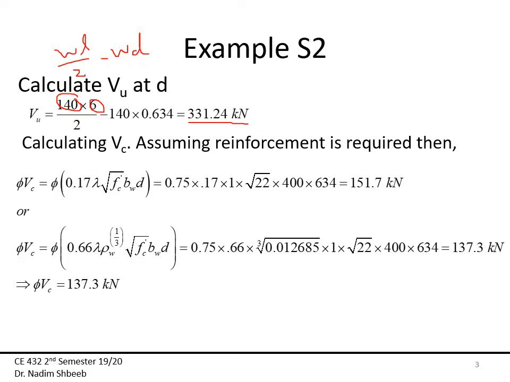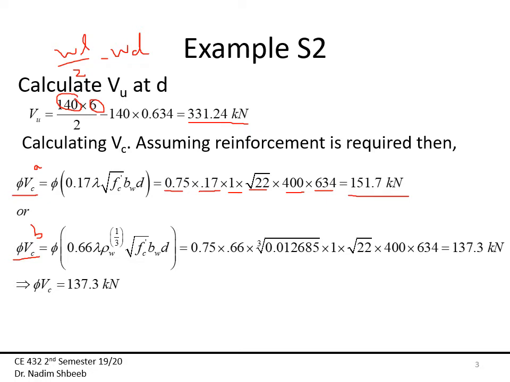So I need to calculate phi VC. As I said, I can use either phi VC equation A, or I could use phi VC equation B. In doing so, I calculated for equation A, and that was phi, this is my 0.75, times 0.17, lambda is equal to 1, square root of 22, times my B is 400, times D 634. So this is my phi VC, 151.7 kilonewtons.